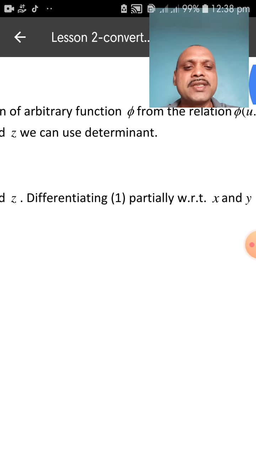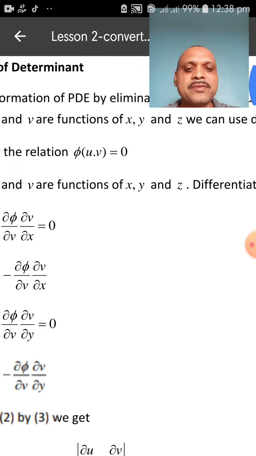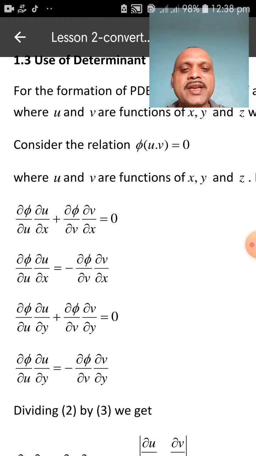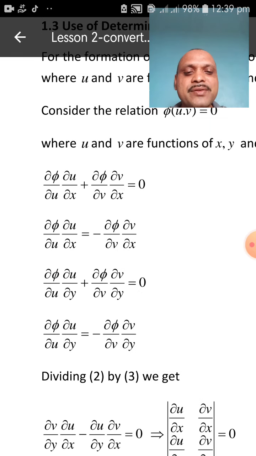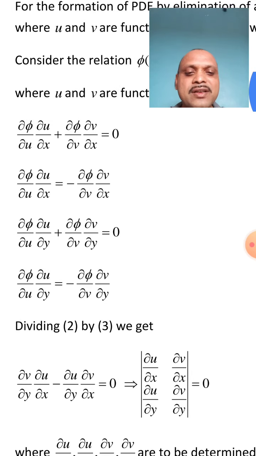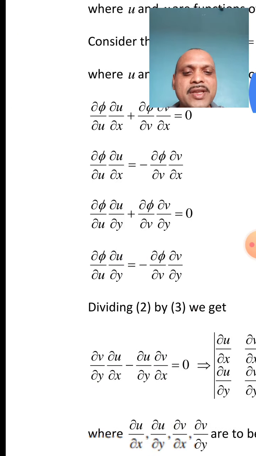Hence, differentiating partially with respect to x and y, we get this equation, that is derivative of phi with respect to u first into derivative of u with respect to x. As u is a function of x, y, z, we have del phi by del u into del u by del x, plus phi is also a function of v, therefore del phi by del v into del v by del x equal to 0. Then from this relation we get equation number 2, and again differentiating partially with respect to y, we get the similar relation as shown in equation number 3.